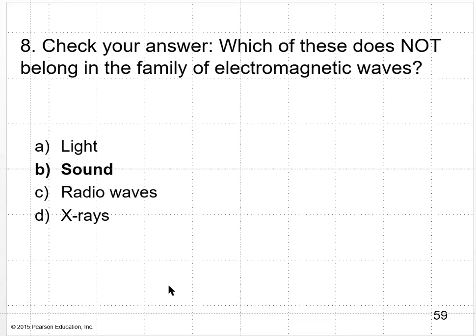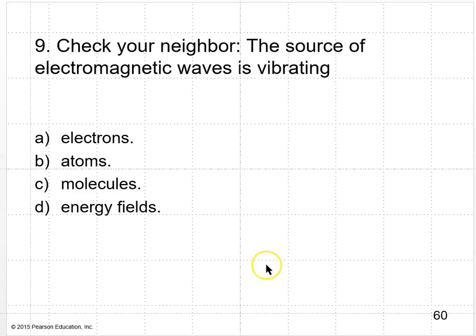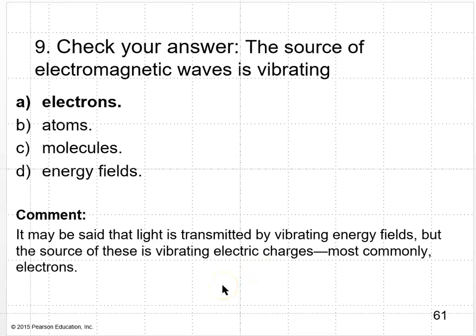But electromagnetic waves travel just fine through the vacuum of space. In fact, they travel through the vacuum of space better than they do through anything else. So they can see you scream in space because they see you through electromagnetic waves. They can't hear you scream in space because sound is not an electromagnetic wave and it does not travel through vacuum. The source of electromagnetic waves is vibrating electrons, actually any charge. Light is transmitted by vibrating electric fields, but the source of these are vibrating electric charges, most commonly electrons.